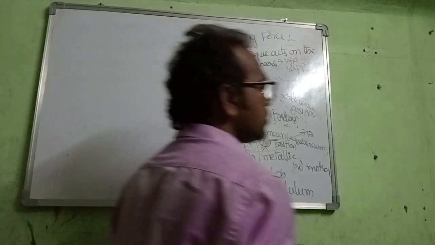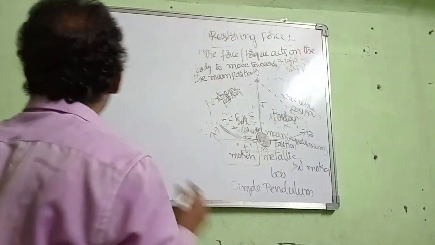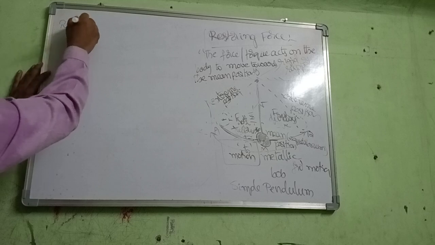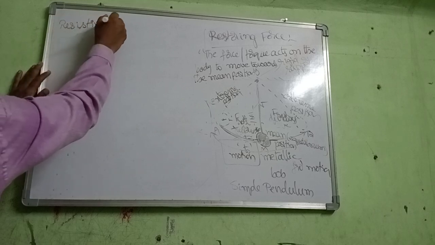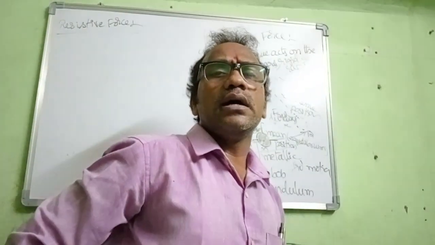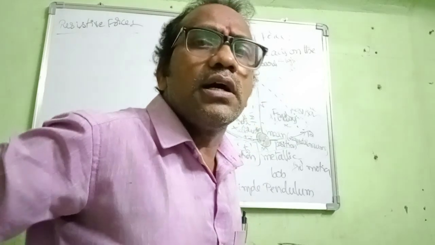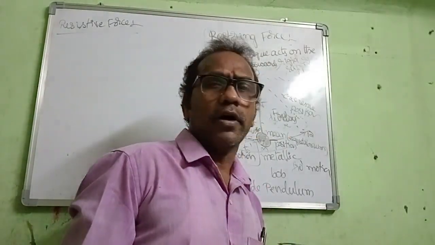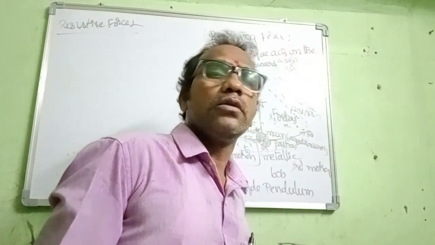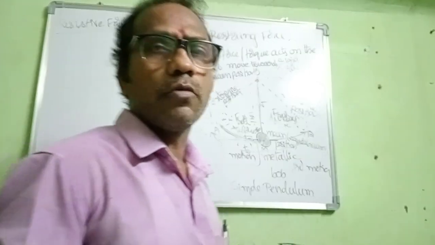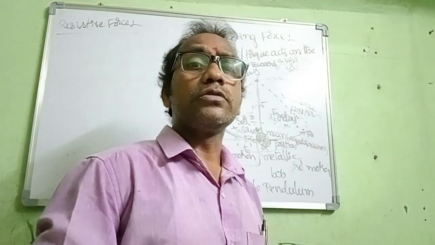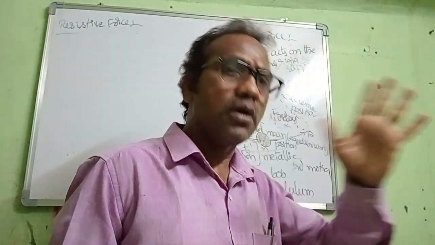Next, what is this one? Resistive force. What is resistive force? It is the force which acts opposite to the direction of the motion of the body. In mechanics, when a body is moving in the forward direction, automatically some force will act against the motion of the body. We call it friction.